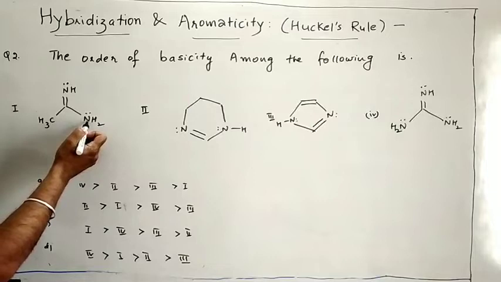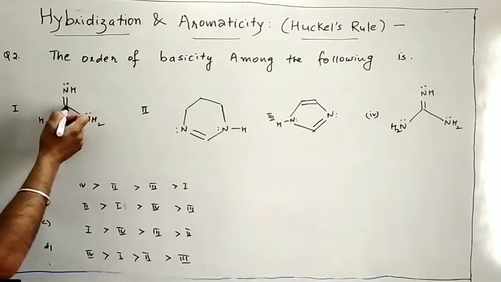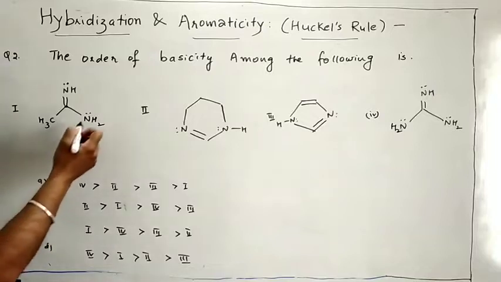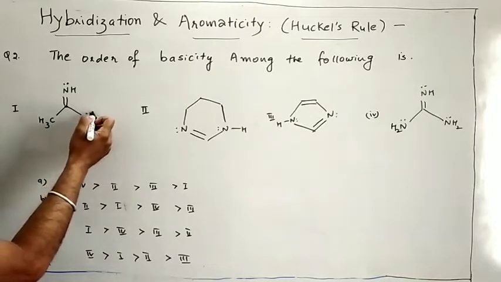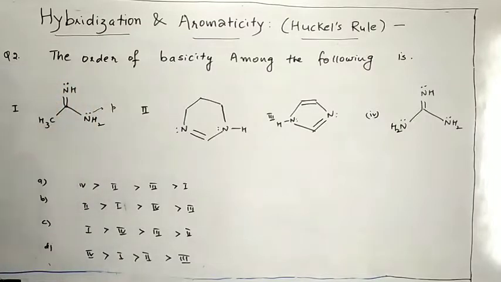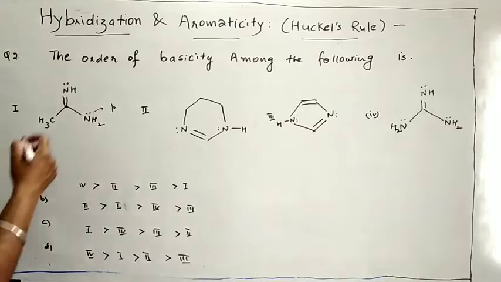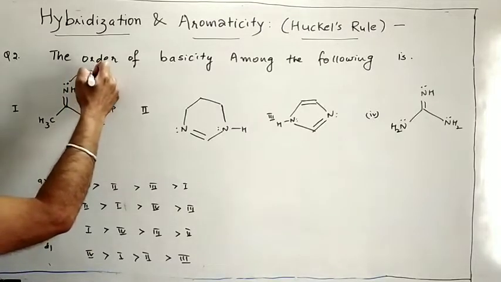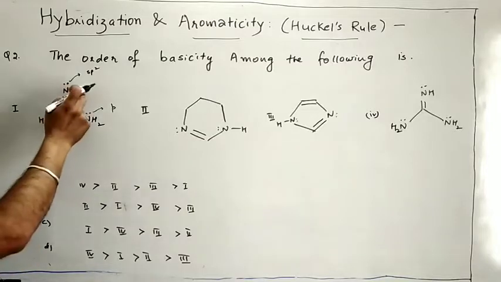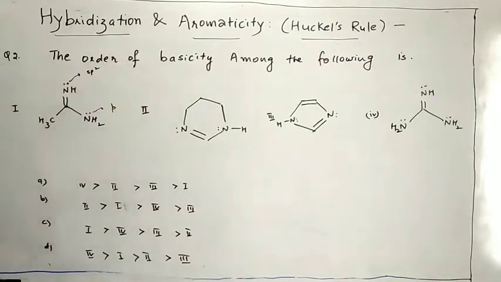This nitrogen is sp2 hybridized because it is attached to this sp2 hybridized carbon atom. So its lone pair is present in the p orbital. But this nitrogen is also sp2 hybridized, and it has already used its p orbital, so this pair is present in an sp2 hybridized orbital. It means this nitrogen gives its lone pair of electrons easily.